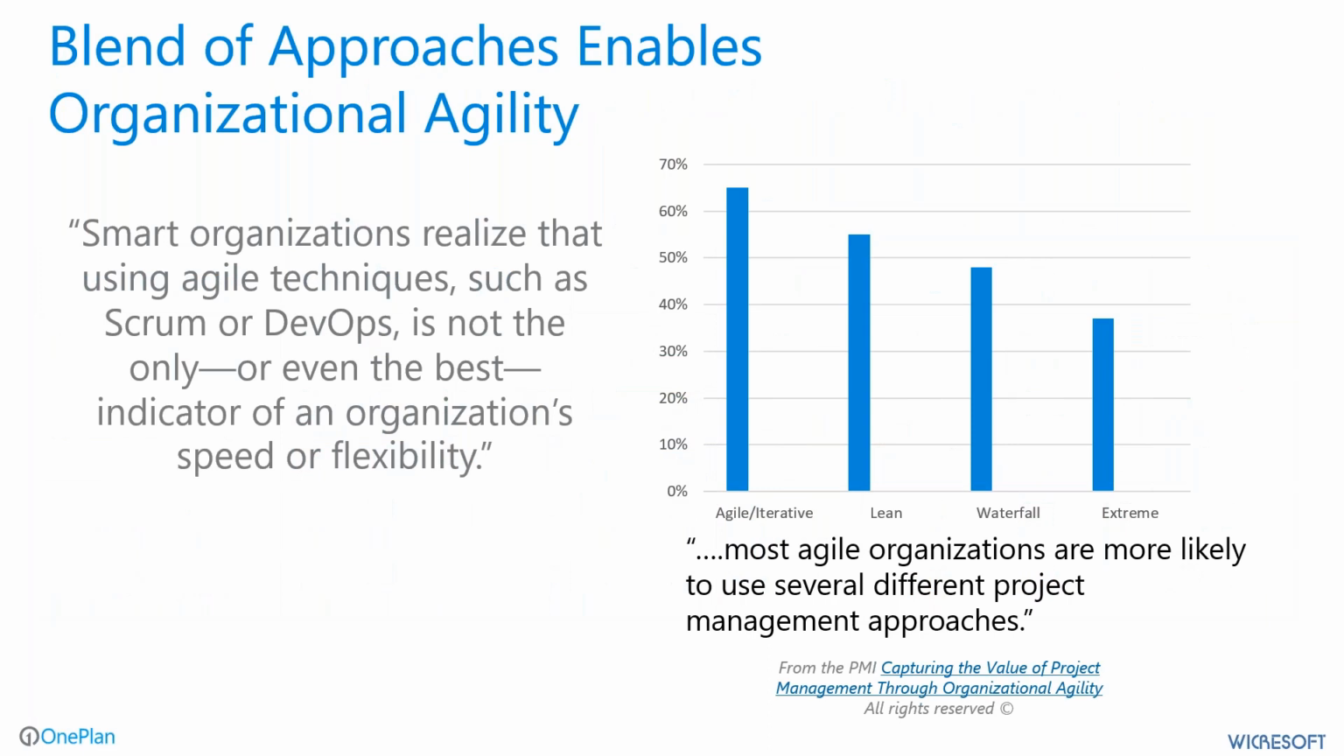But even as people are becoming more agile, there's usually a blend of approaches that are being used in an organization. Not everybody's doing everything in an agile fashion, or not all parts of an organization have adopted the agile ways of doing things. PMI had a publication that said that smart organizations realize that using agile techniques such as Scrum or DevOps is not the only or even the best indicator of an organization's speed or flexibility, and that most agile organizations are likely to be using several different project management approaches. And we find that is true today, even though this has been going on for a little bit of time now.